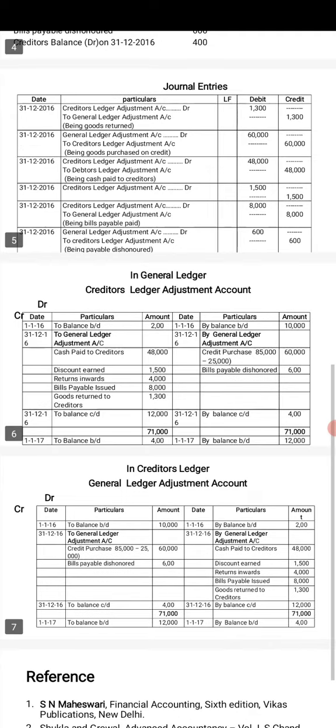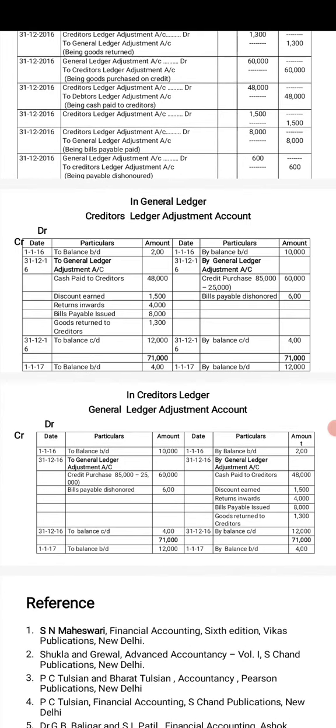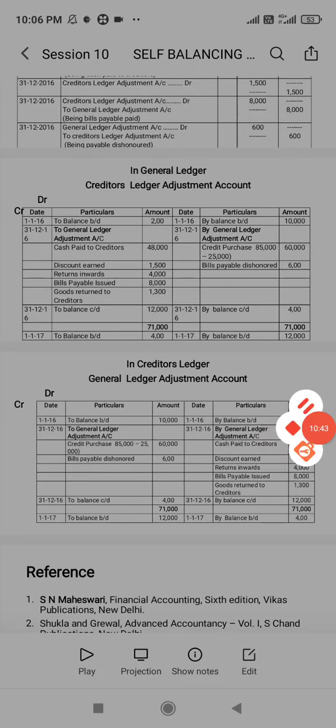Now you have to prepare, in the creditors ledger, the general ledger adjustment account. So here in the creditors ledger adjustment account, whatever entries we wrote under the debit side, you have to shift under the credit side. Whatever entries were passed under the credit side, you have to shift to the debit side. So by this I am going to end this session.